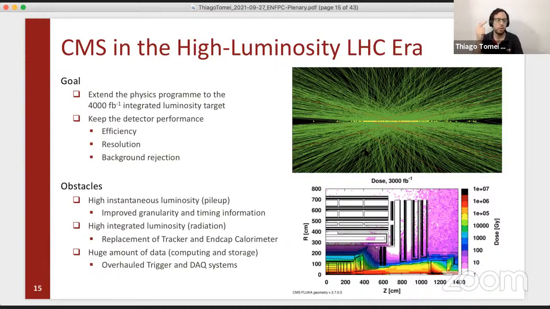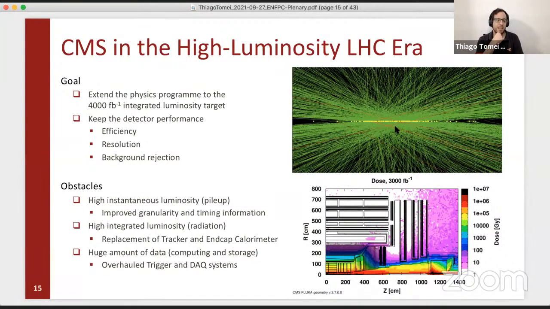We want to have efficiency in reconstructing the objects. We want to have good resolution to have the kinematics right. And we want to reject all the background, all the fakes. But the thing is that the high instantaneous luminosity, so the pile-up, means that we have all this horrible situation here. And these will become hard to untangle. So we need new detectors with improved granularity and timing information. I'll tell you more about this later.